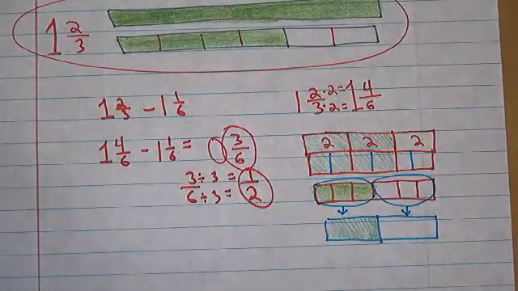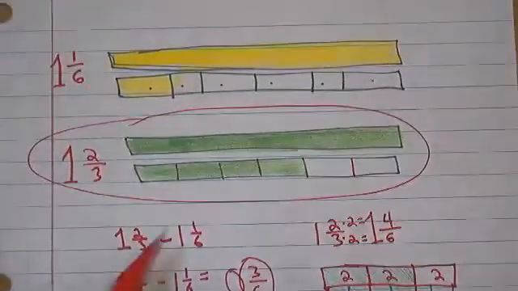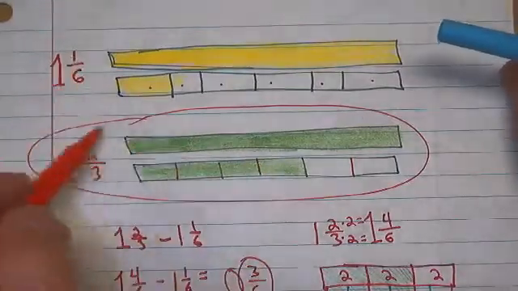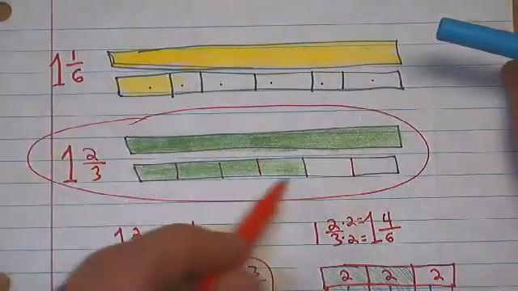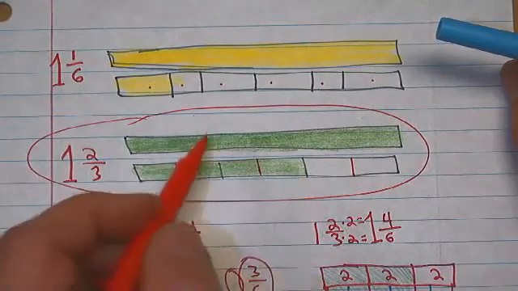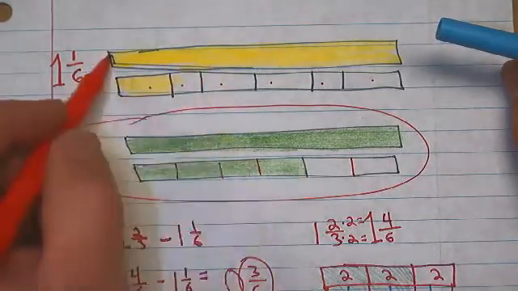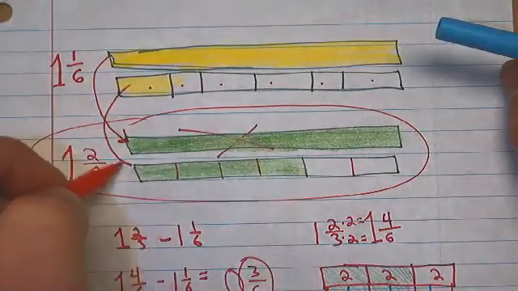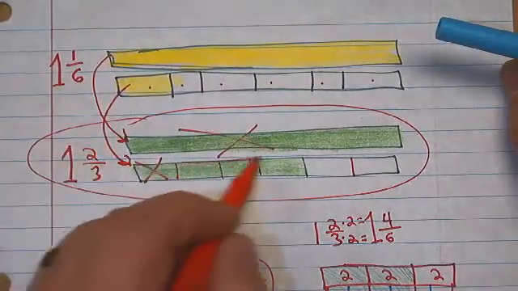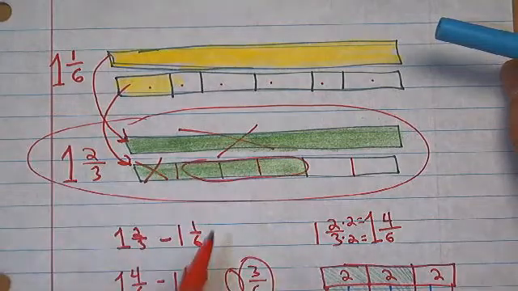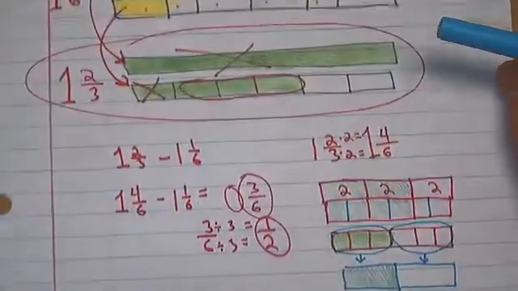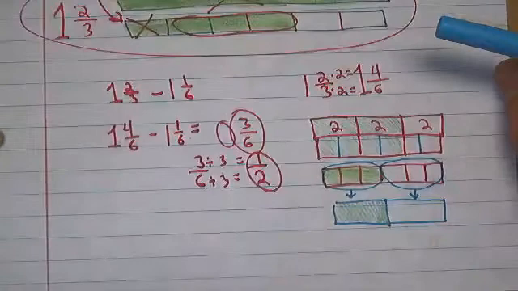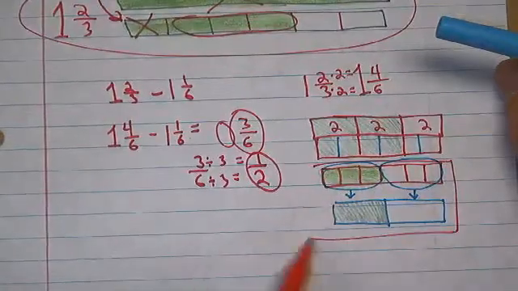Okay, let's go up here and look at the model and explain what's going on. We had 1 whole and 2/3, which we turned into 4/6, and we're subtracting 1. I'm going to subtract 1 whole, so that's gone, and 1/6, so one of those is gone, which leaves me with 3/6. 3/6 again is simplified into 1/2. 3/6 became 1/2.